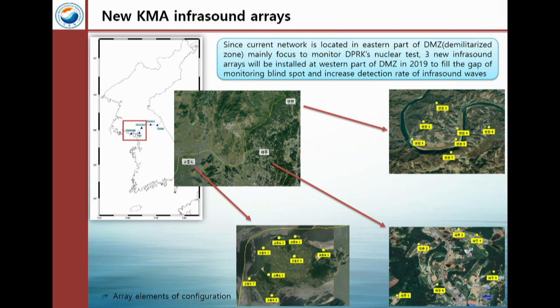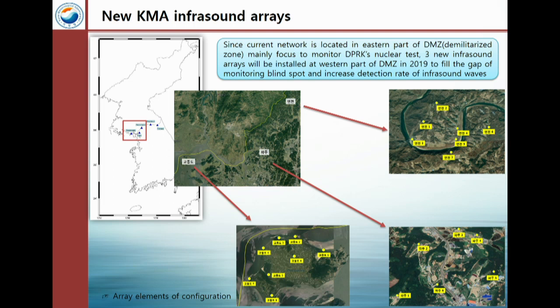If you see the zoom, the 3 spots are the new stations, and they show the array element configurations. So the actual site is several kilometers by several kilometers. We chose a government territory site, and we surveyed this site together with the Korea military agency.